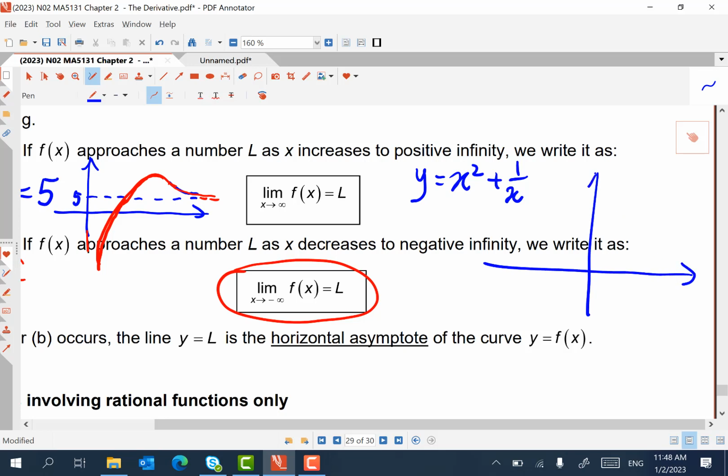Class, lo and behold, an asymptote can also be curvilinear. This graph looks like this. An asymptote can also be curvilinear. It need not be vertical or horizontal. This is a curvilinear asymptote.